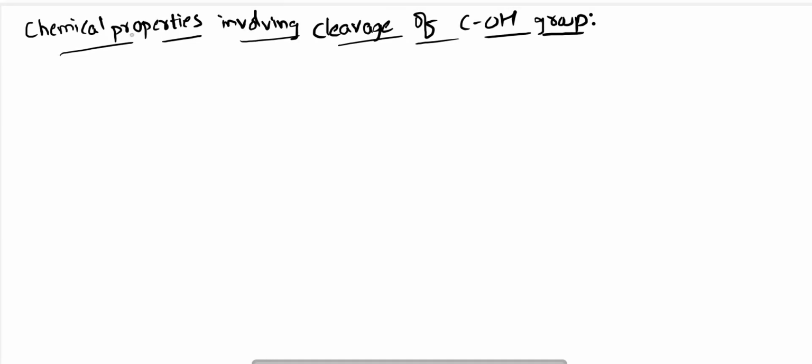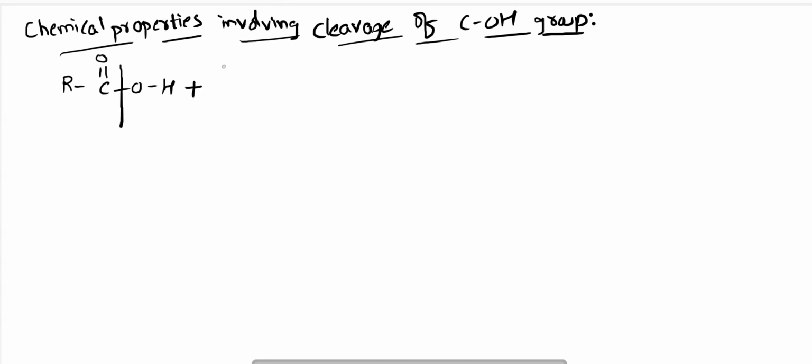Hello friends, today I'm going to explain the chemical properties of carboxylic acid, which involve cleavage of the C-OH group. Means I'm going to take such chemicals into the carboxylic acid which break this C-OH bond. The bond between C and OH is broken.